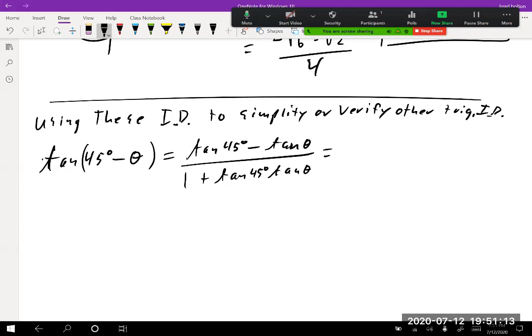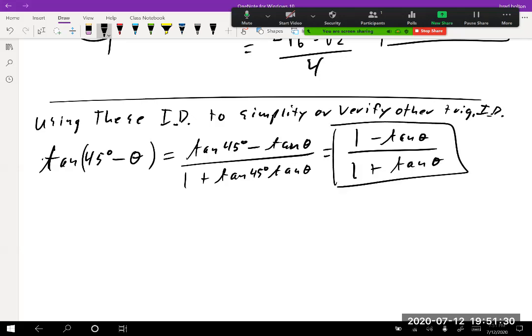But here's the weird part. Remember, the angle they picked in particular does something special. Tangent of 45 degrees is actually 1, so this would be 1 minus tan theta over 1 plus tan theta. So we have created a new way to rewrite this when you're using 45 degrees in tangent and you're subtracting off a theta. Okay, so this is another way you could do it.